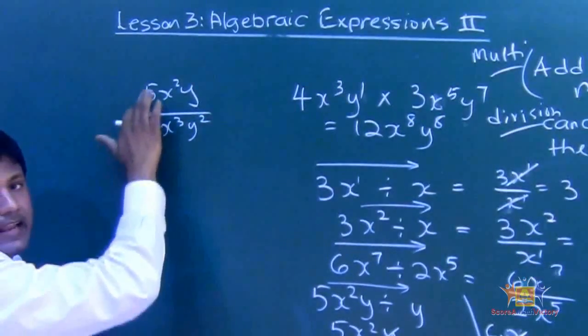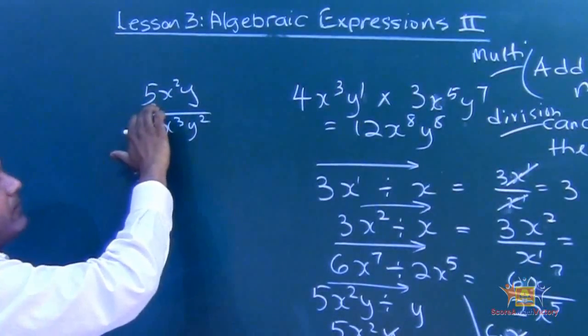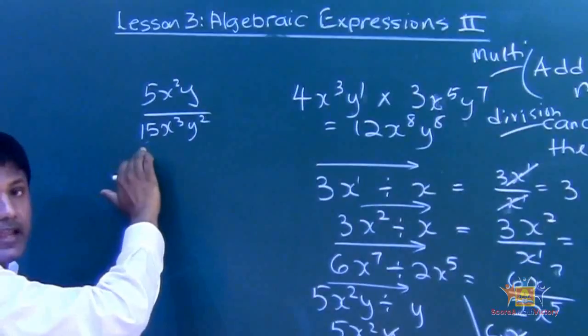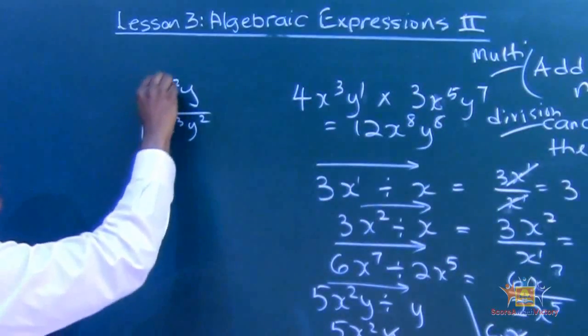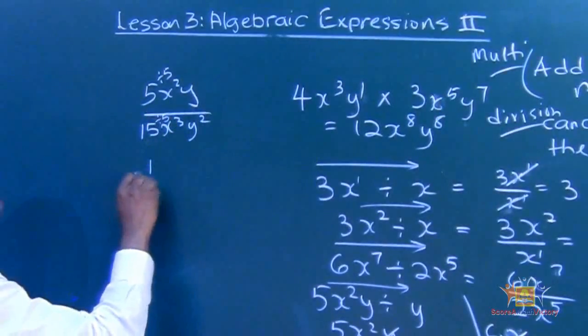Now look at this. 5 and 15, it's kind of like a fraction. It is a fraction. We're going to simplify them. 5 divided by 5, 15 divided by 5. See that? That's a common number. So 5 divided by 5 gives me 1, and 15 divided by 5 gives me 3.